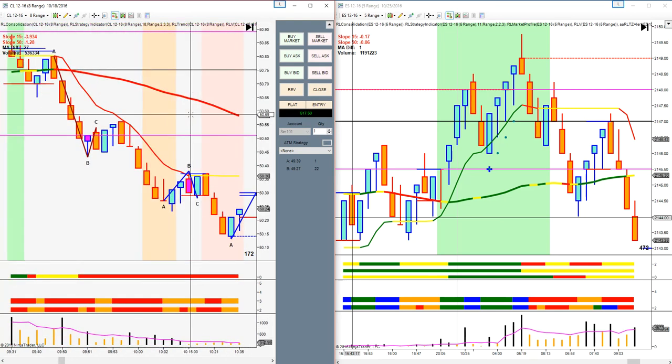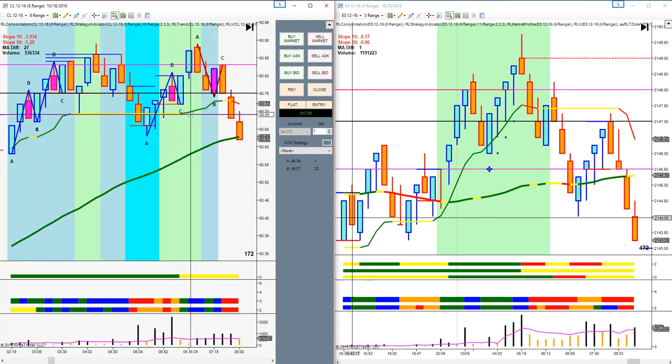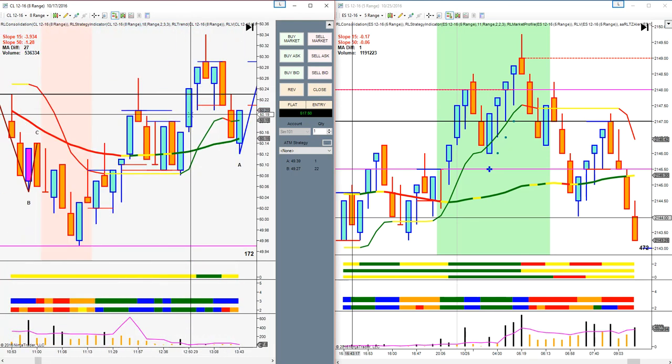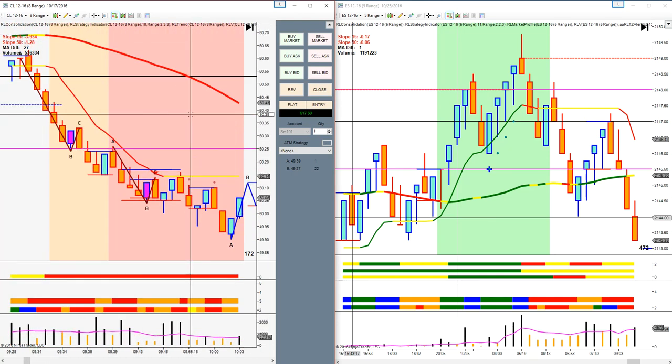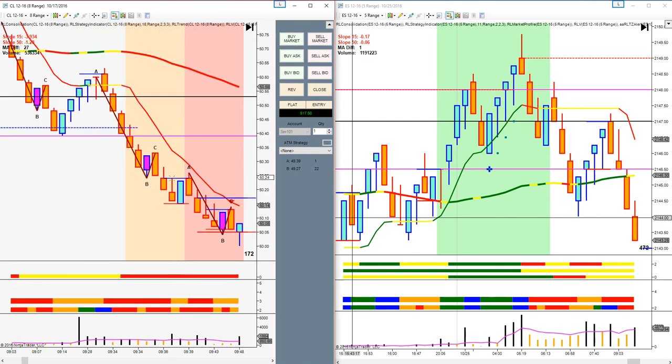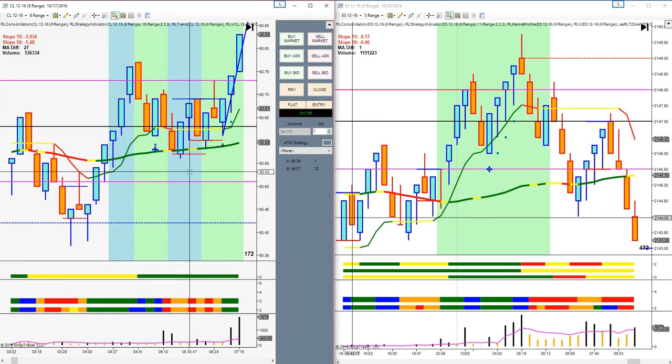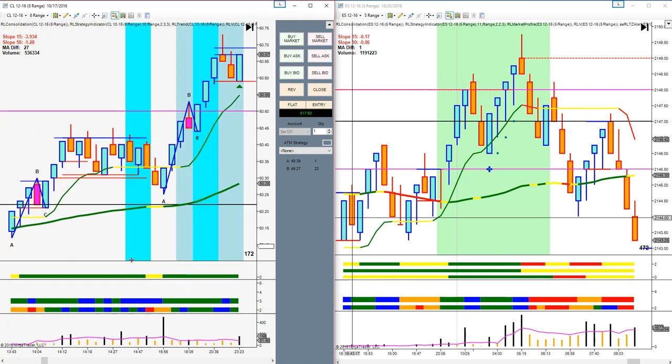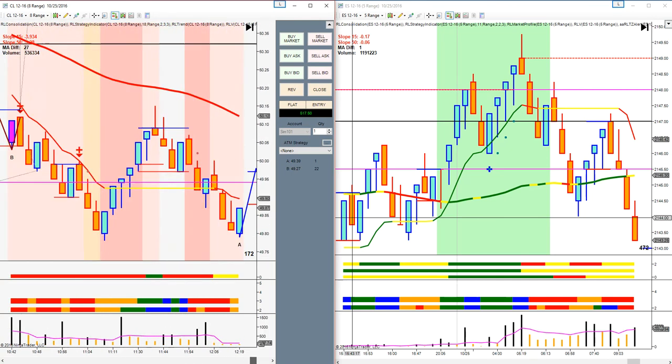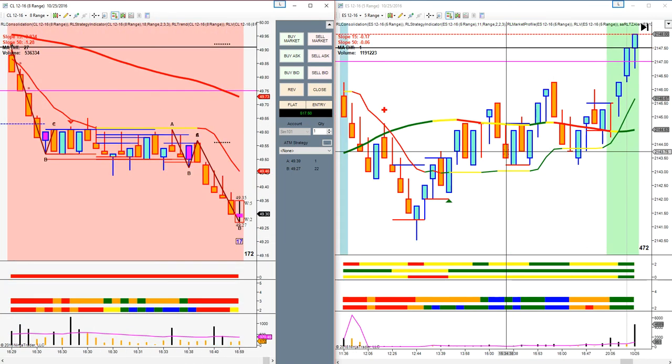I just don't want to make up entries for you. I want to show you real entries. This is too oversold, and we use an entirely different system for overbought, oversold. Okay, now I ran back 10 days on crude. Let me go back 10 days on the E-mini.